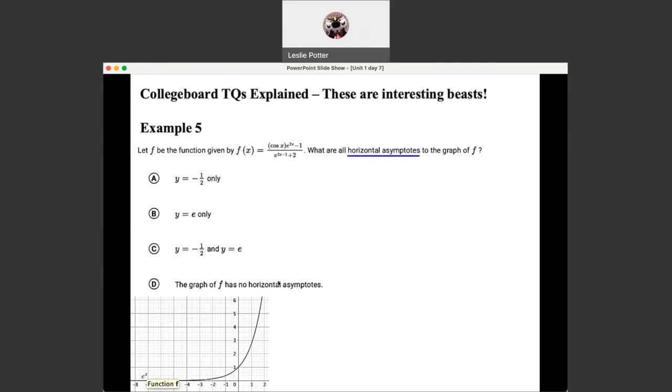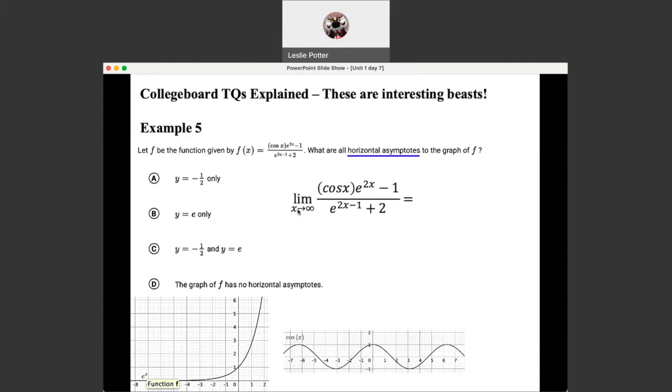So we want all horizontal asymptotes, which means, and let's look at cosine. Cosine oscillates, right? So cosine, as we go to infinity, because we're talking about horizontal asymptotes, oscillates all the way out to infinity to the right and all the way out to negative infinity to the left. And since it oscillates, it doesn't have a limit. Okay, so that's what we're dealing with here in terms of limits at infinity. So let's take a look at them as we go to positive infinity. So as we go to positive infinity, we have this.